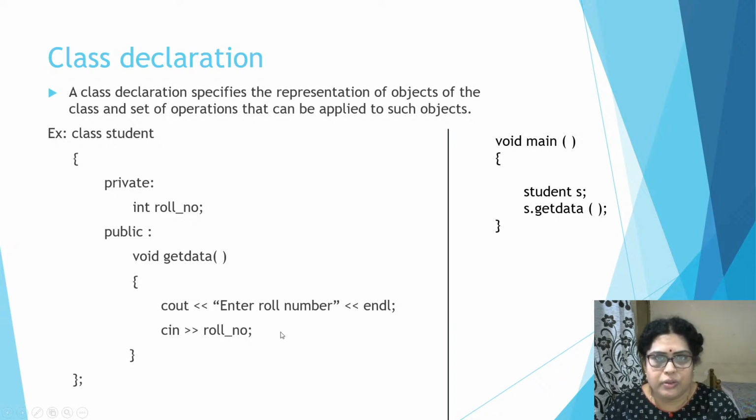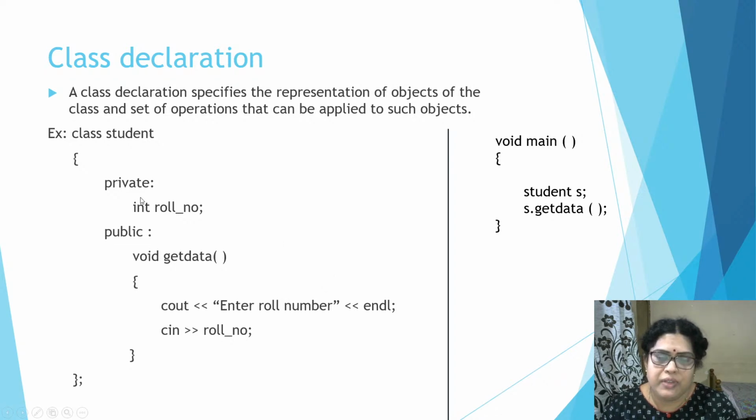So I have written cout less than enter roll number, and then cin greater than roll number, and I have closed the class with a semicolon. Afterwards, in the main function, I am declaring an object of the class, student s, and I am using s dot get data. Here you have to see this is a dot operator. What is the dot operator used for? To access the members of the class.